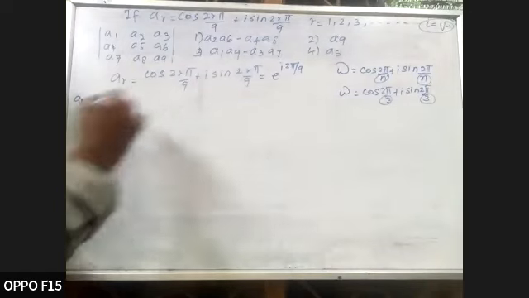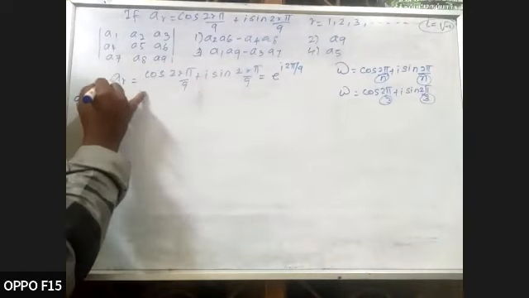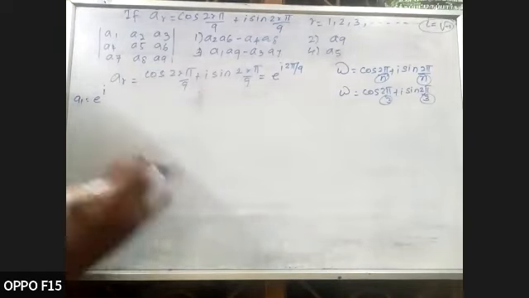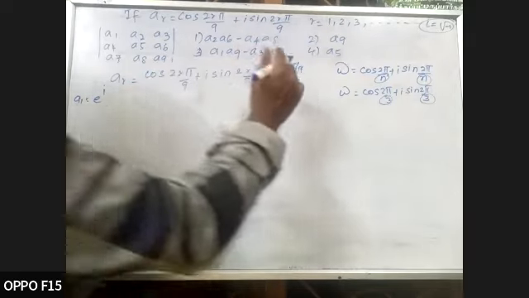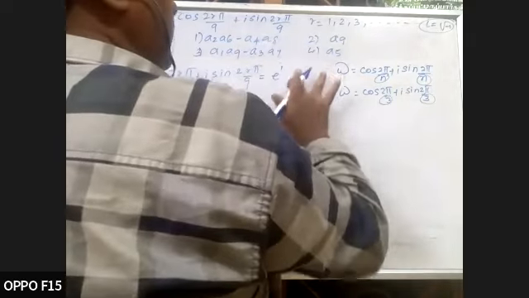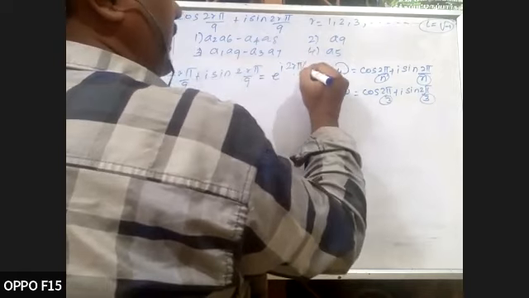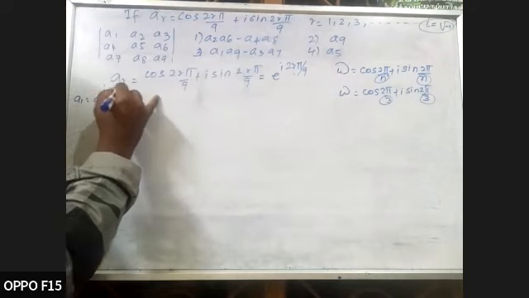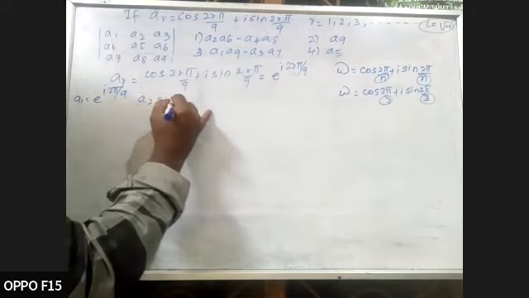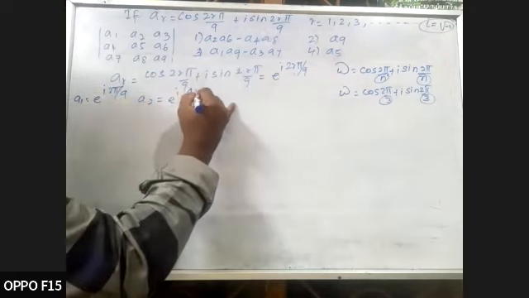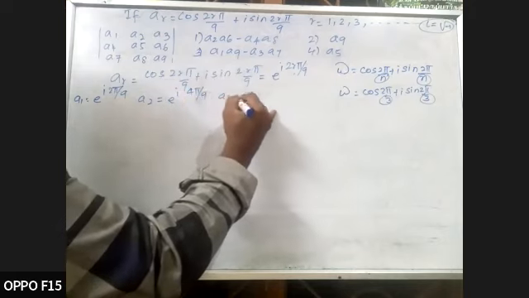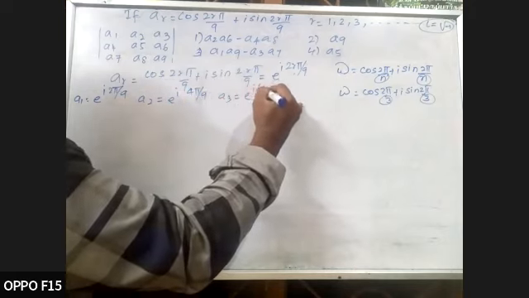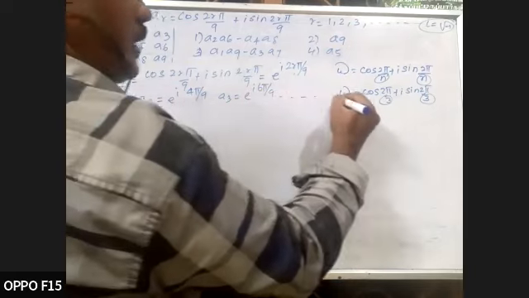e^(i2π/9). Is it right? So when we say a1, we can write this as e to the power, what changes? The r: i into 2rπ/9. Here the value of r is 1, so what comes? e^(i2π/9). a2 is e^(i4π/9), a3 is e^(i6π/9), and so on up to a9.